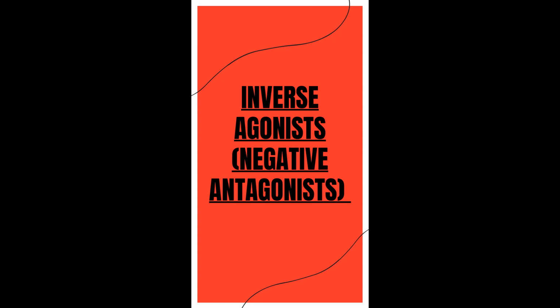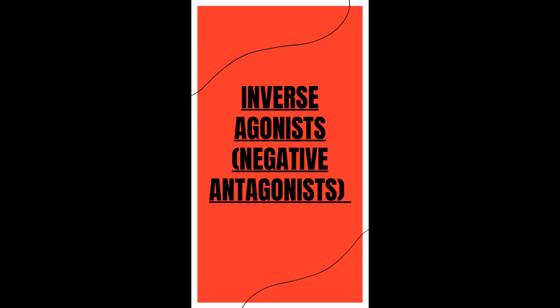The reason why inverse agonists specifically act on constitutively active receptors is due to the nature of the receptor's active state. Constitutively active receptors are in a state of continuous activation even without ligand binding, meaning they have a higher basal level of activity compared to regular receptors. When an inverse agonist binds to a constitutively active receptor, it stabilizes the receptor in a conformation that reduces its basal activity. In other words, it shifts the equilibrium of the receptor towards an inactive state.